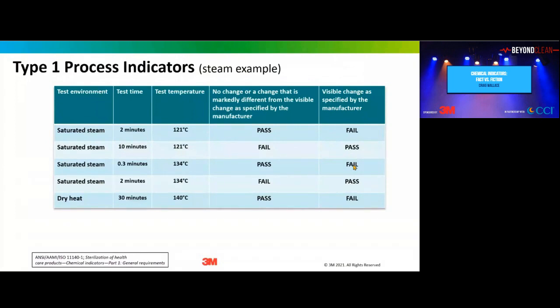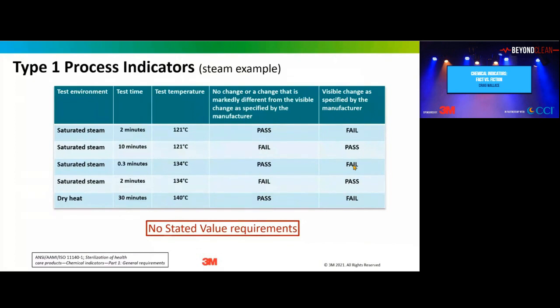They've got a couple of temperatures covered, 121 and 134. The last line is dry heat, which is a test to ensure that you have to have steam present to get the indicator to change color. The real key part of this, remember, is again there are no stated value requirements, which means they're not directly linking this back to critical variables. It's simpler. It's just meant to show you that the item was exposed.